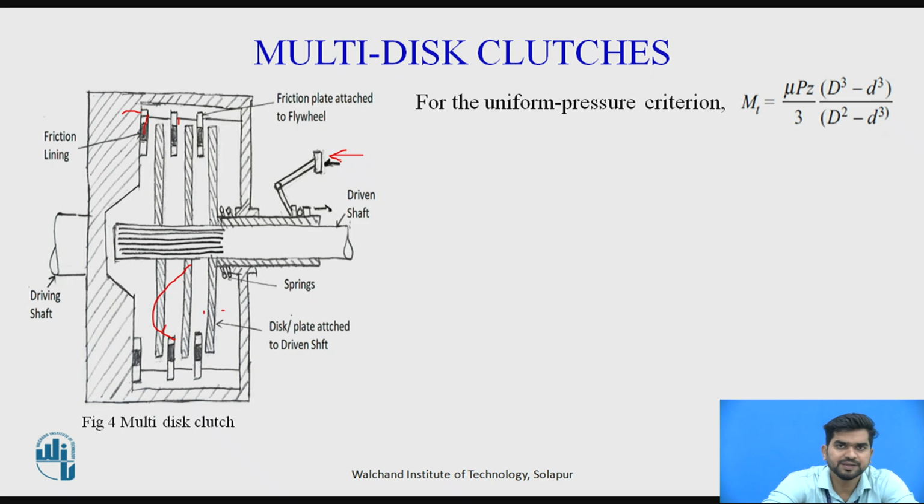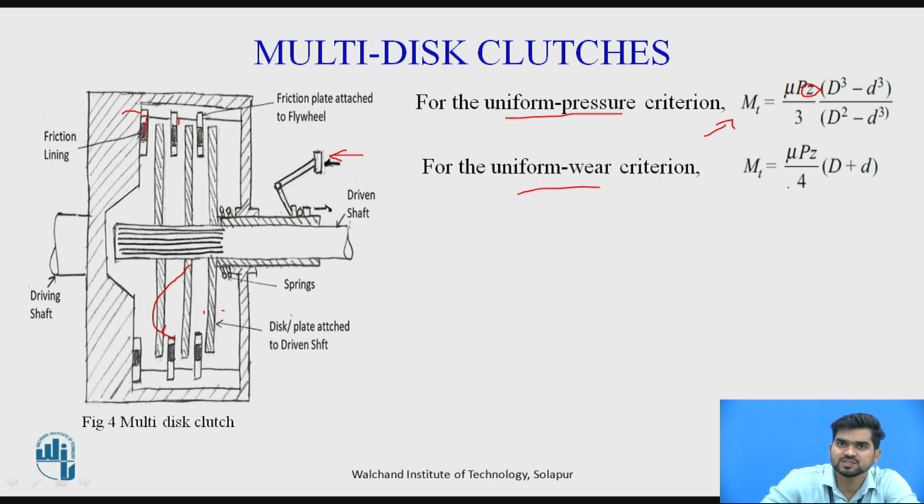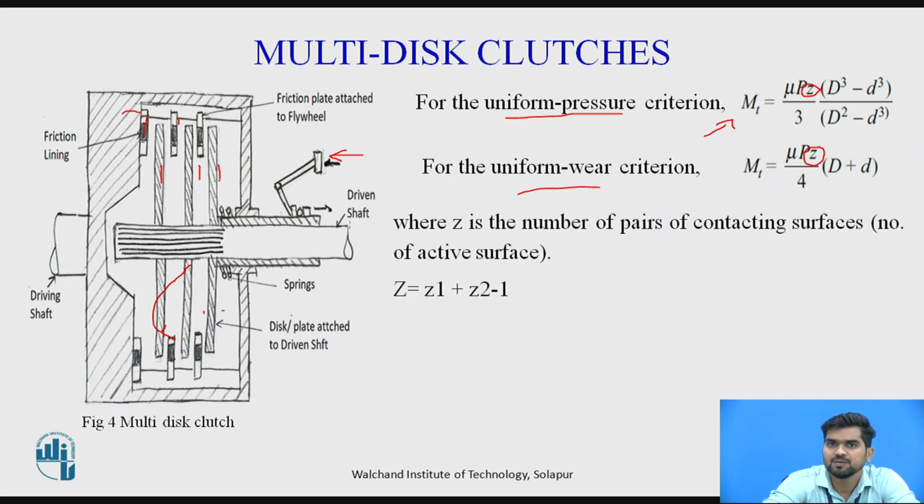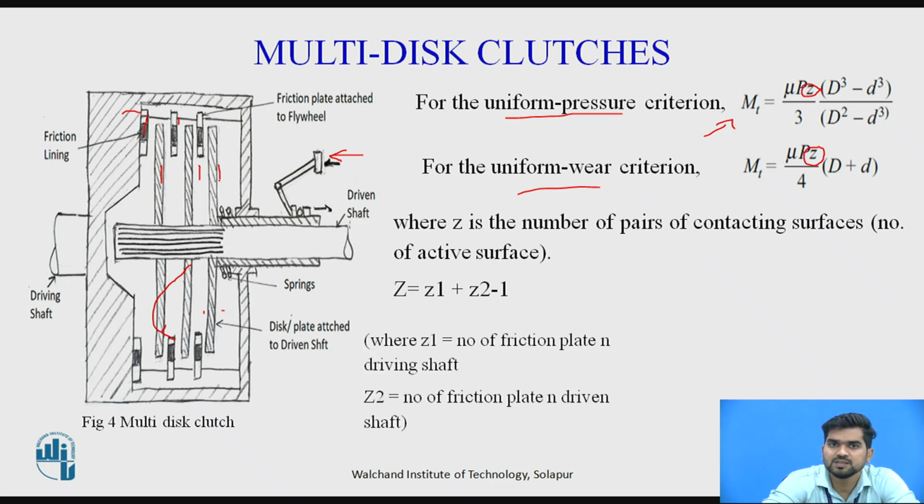Already we have derived the equation for the uniform pressure, that is Mt is equal to, just we have introduced here the Z, nothing but the number of active surfaces. The equation remains the same for calculating the torque by considering the uniform pressure theory, and for the uniform wear theory the equation remains the same, just we have to introduce the term number of active surfaces, because it is not a single plate clutch, it is a multi-plate clutch. So we are introducing here the value of Z. Z is the number of pairs of contacting surfaces, also called the number of active surfaces. It can be calculated as Z is equal to Z1 plus Z2 minus 1, where Z1 is the number of friction plates on the driving shaft, and Z2 is the number of friction plates on the driven shaft.